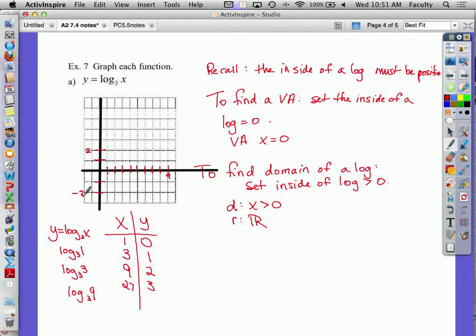Yeah. So here we go. I have 1, 0, I have 3, 1, and I have 9, 2. Now, what you have to kind of imply with this strategy is that I really could have put a 1/3 in my table, right? If I had 1/3, that'd be a -1. And I could have done 1/9, and so on. Now keep in mind, we have a vertical asymptote. So this is a vertical line that the graph is going to get really close to, but not touch.